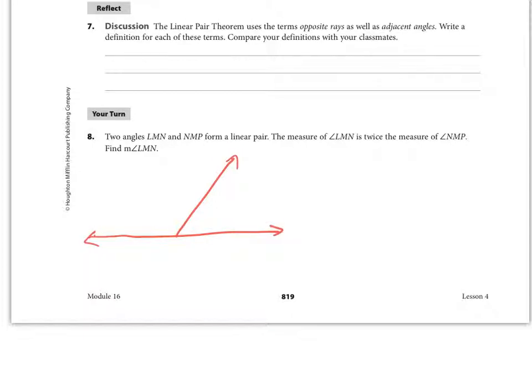So I know that they're going to share M as the vertex, because of the way you see it's named. And then N is on the shared side, because N is in both angle names. The measure of LMN is twice the measure of angle NMP. So I know that's the bigger angle, so I'm going to put L on this side here, and I'm going to put P on this side here.